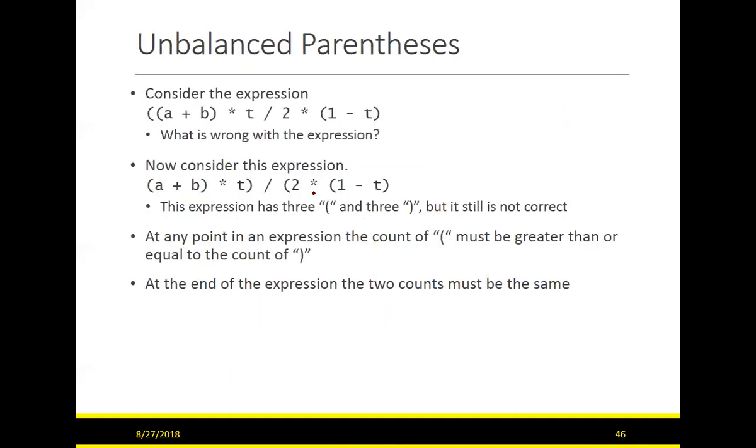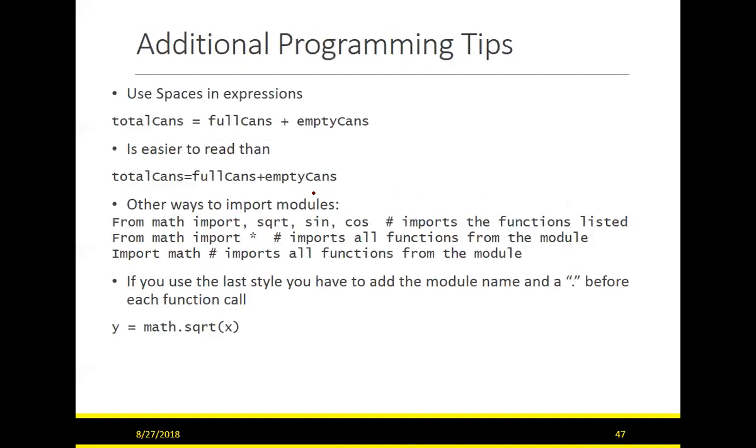Okay, so round off errors are an issue. Unbalanced parentheses. Wow, the incorrect use of parentheses is such an issue because you're doing math wrong. Look at the second one here: A plus B in parentheses times T. Where's the other parenthesis for it? It's not there, and that could cause issues. Programming tips says use spaces in expressions. You do not have to use spaces, but it's easier to read. I try to use spaces most times, but sometimes I don't. But it does make it easier to read.